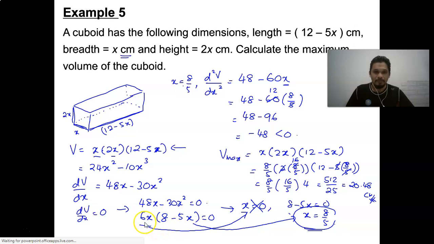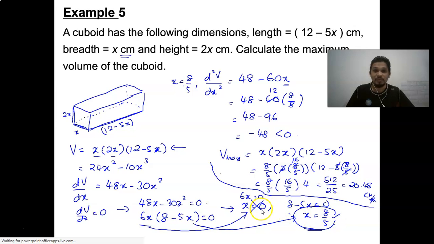Okay, from here, from 6x, we make it equal to 0. 6x equal to 0. I make a line to separate between these two. 6x equal to 0, then x equal to 0, and from here, 8 minus 5x equal to 0, then x equal to 8 over 5. Between these two, we only choose this one here because x cannot be equal to 0.